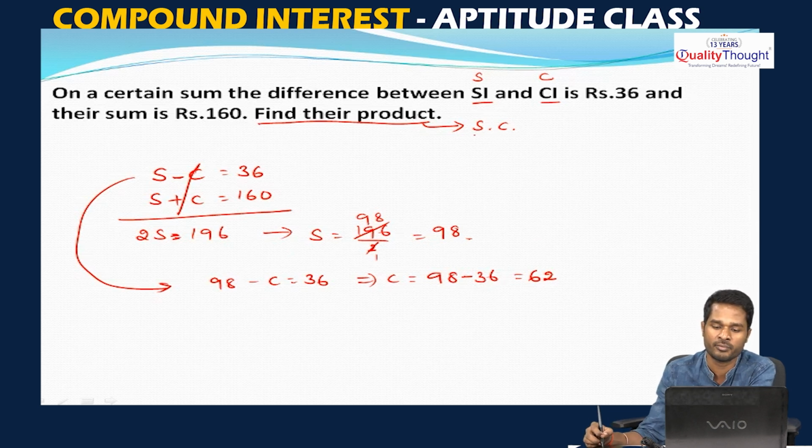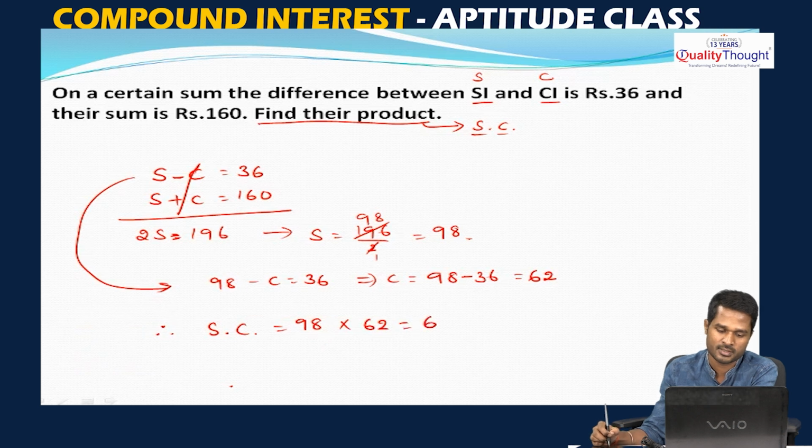Now what do we need? We need the product of simple interest and compound interest. So S into C. S into C is 98 into 62, which is 6076. So the product of simple interest and compound interest is 6076 rupees.